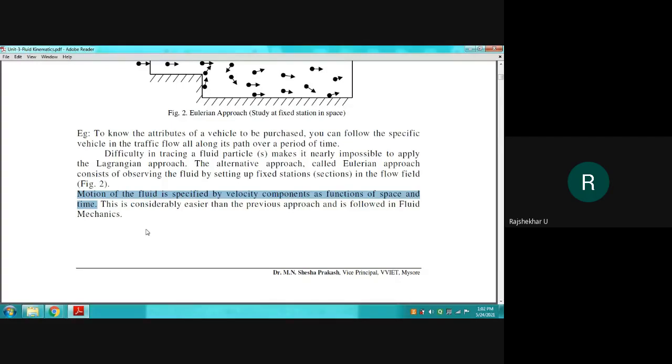Because we know velocity is given in meters per second. As a particle travels some distance, it is traveling in space, and the particle takes some time, maybe 1 minute or 10 minutes, to travel that distance. So that is why velocity is usually a function of space and time. This is considerably easier than the previous approach followed in fluid mechanics.